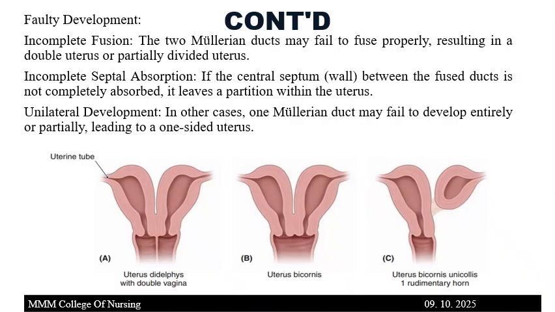The third one is unilateral development. In other cases, one Mullerian duct may fail to develop entirely or partially, leading to a one-sided uterus, as you see in picture C, that is uterus unicornis, with only one horn and a rudimentary horn. So this is the faulty development which can occur during the Mullerian fusion.